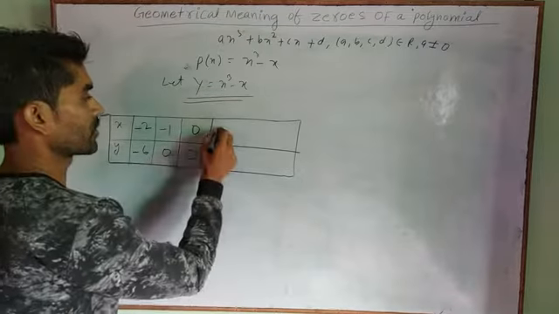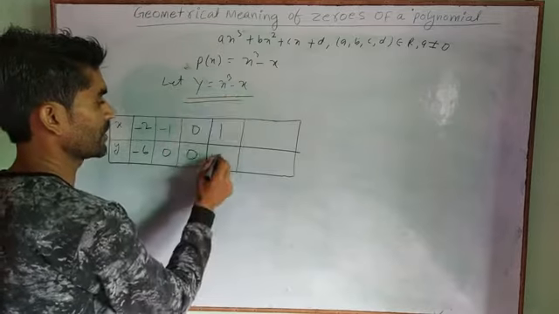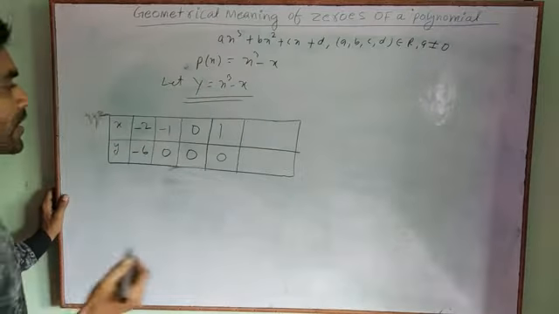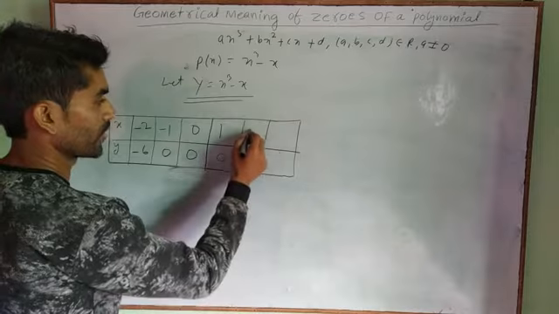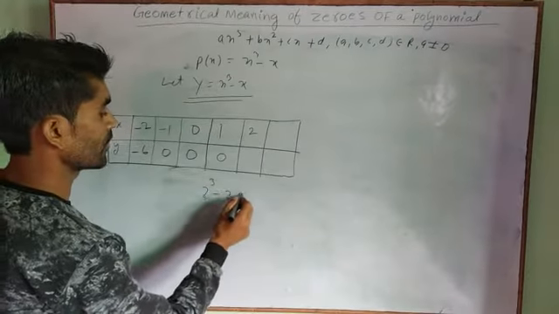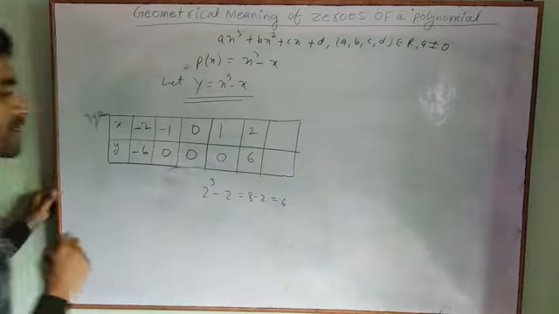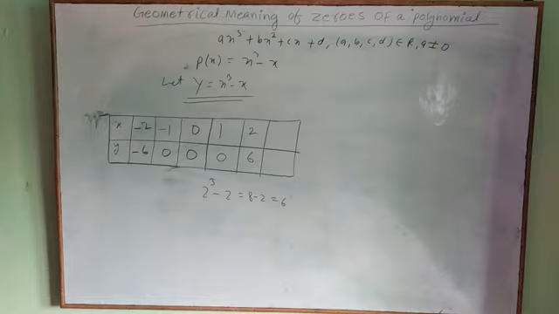Now I'm taking x equals 1. So 1 means these terms become 1, this is also 1. Here is 0. Now taking x equals 2. So here 2 cubed minus 2, that is 8 minus 2, that is 6. So we are getting here 6. The y value is 6, right?